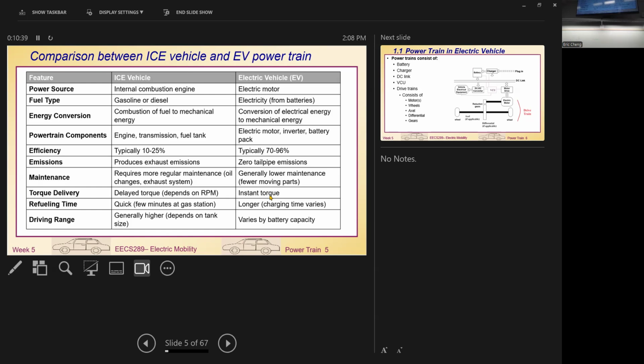In a gas station, refueling probably takes just a few minutes, 3 minutes is quite typical. But for an EV, you may need at least 30 minutes for a Tesla. For some other vehicles, if you use a level 2 charger, it may take 1 day, and level 1 takes a few days. So that's the issue, right?